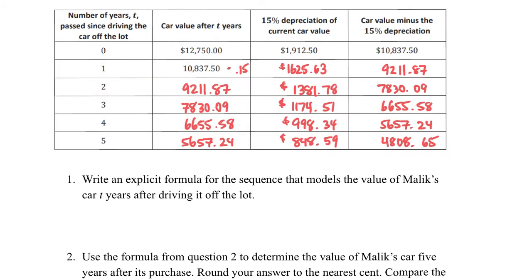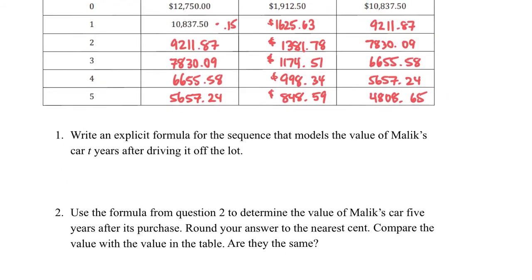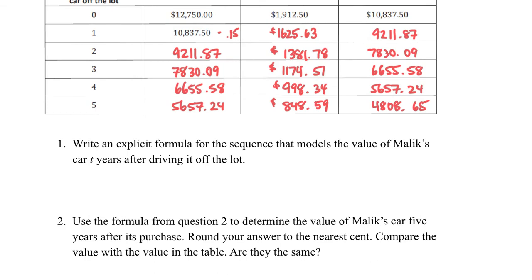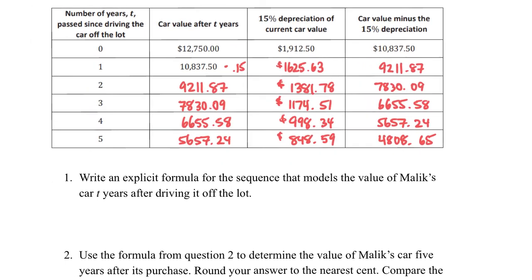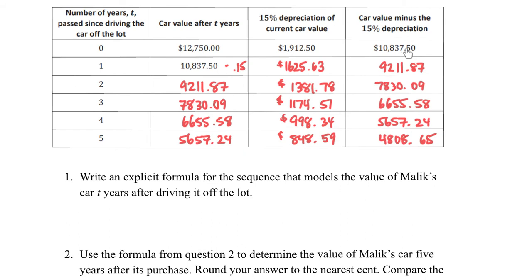All right, so here's the table. So what we see here is that after 5 years, the value of the car is actually $4,808.65. All right, so how did we get that? Write an explicit formula for the sequence that models the value of Malik's car after T years. So that's this column. Okay, so here's our starting value right here.